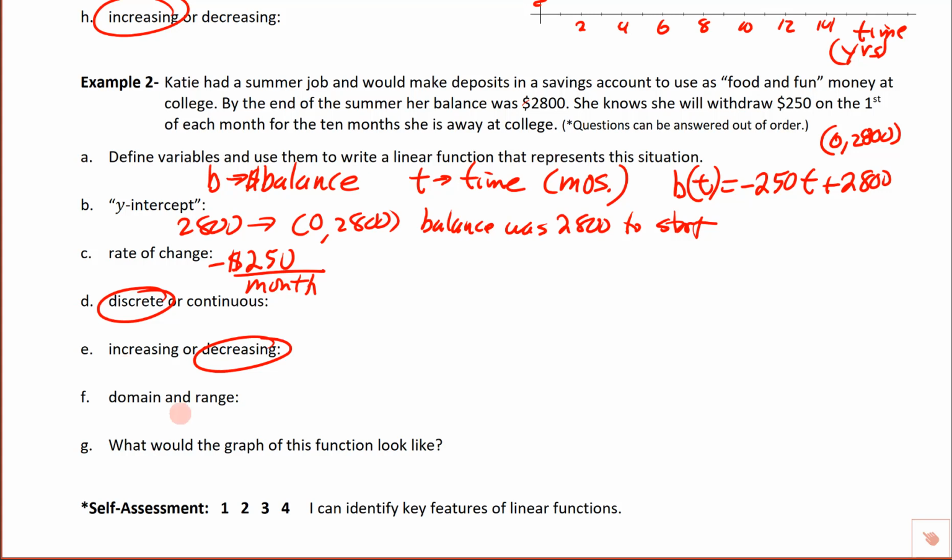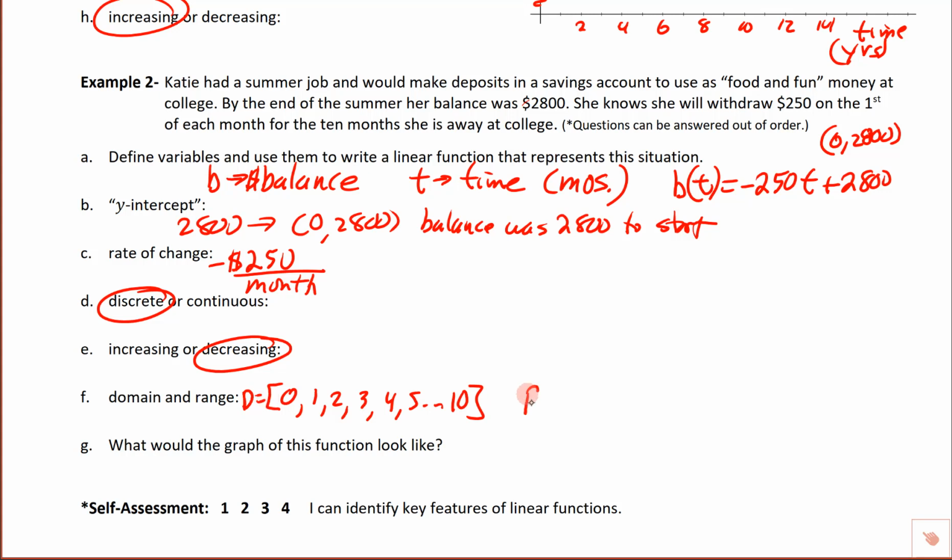And the domain and the range. Gosh, let's think about this. We were kind of just talking about this. The domain. So the domain is the time. That's the independent variable here. So we'd start the clock at 0 months, and then it would be 1 month and 2 months and 3 months and 4 months and 5 months, all the way to, and it doesn't continue on forever, it says she's going to be there for 10 months. So 10 months right there. So that's going to be the domain.